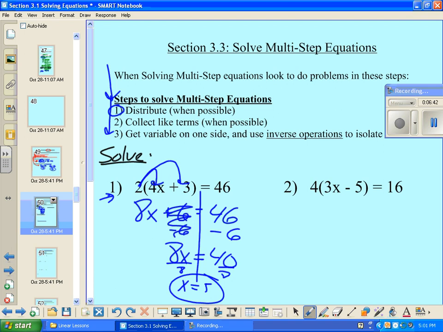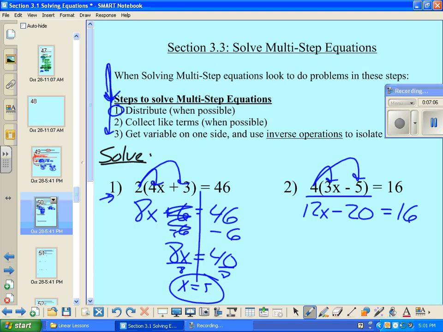Again, I'm going to go through my steps up here. Steps to solve a multi-step equation. It says first distribute when possible. This problem right here, I can distribute this number 4 to the things in parentheses here. I can take 4 times 3x and 4 times 5. 4 times 3x gives me 12x. 4 times 5 gives me 20, so it's 12x minus 20 now. That equals 16.